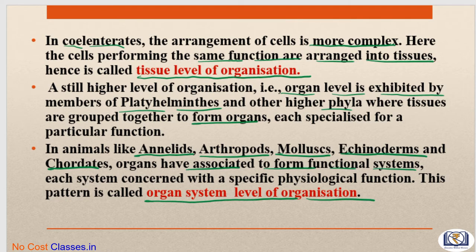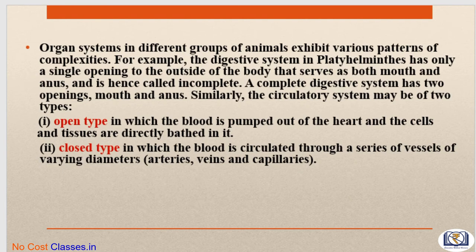For example, if I talk about stomach, intestine, then what else we have? Buccal cavity. They're different organs. But if they combine together, they definitely give us a complete system of digestion to the animals and to us as well. Now we'll move ahead.